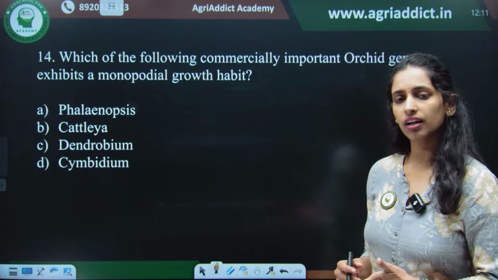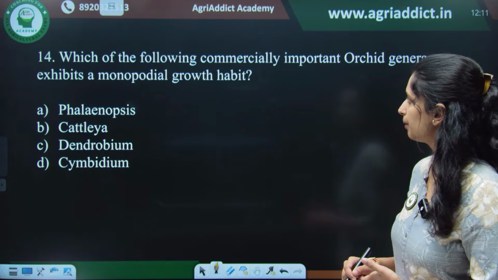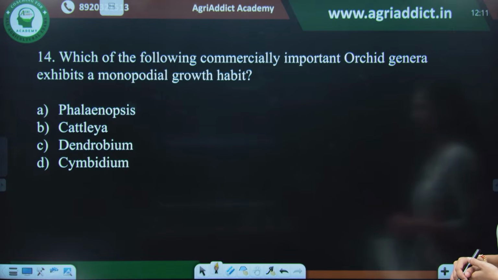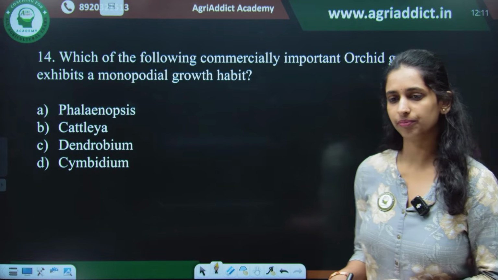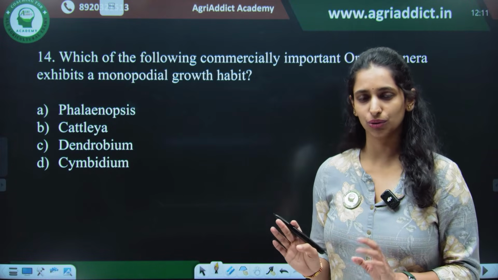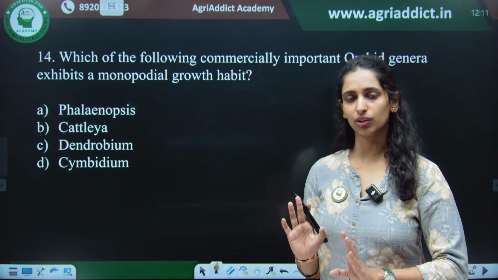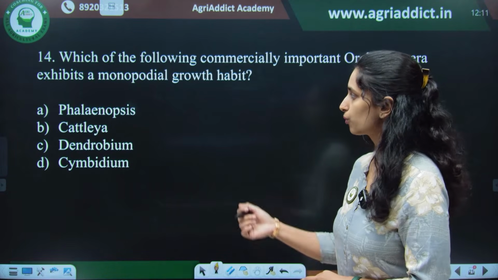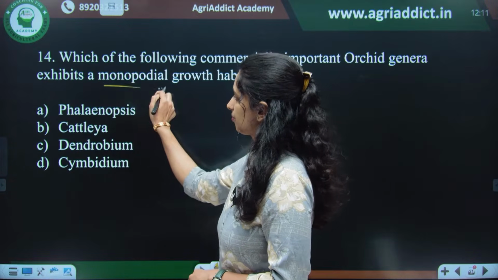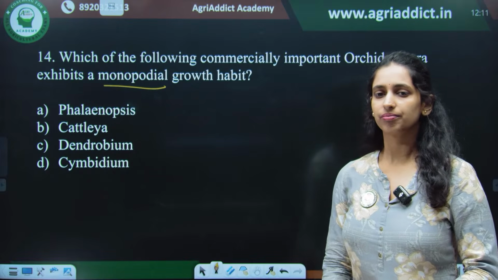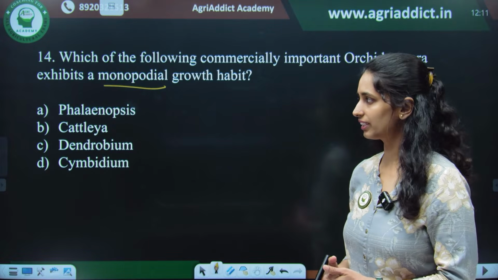14th one: which of the following commercially important orchid genera exhibits the monopodial growth habit? This is the must and should question. 100% they will ask one question from orchid. Monopodial, sympodial. What is the answer for this?